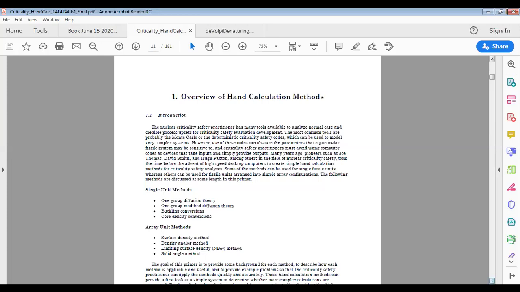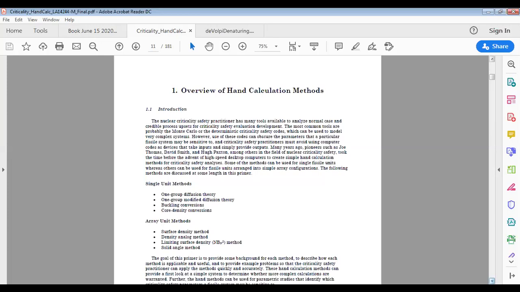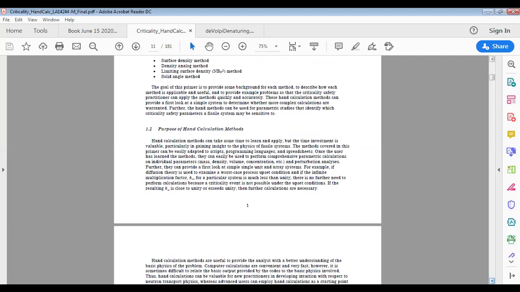So what is the limit of safety when you handle these kind of things? Okay, so this is page 11. Now let's go to the next page, 12, and let me show you.